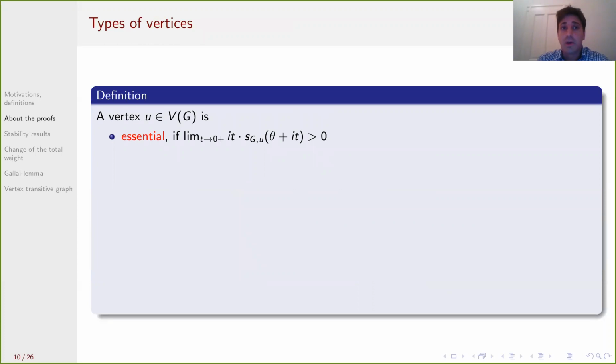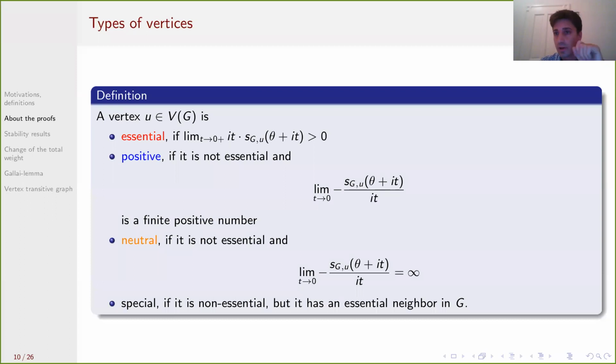And now back again. So we will distinguish essential vertices. Now I will use the Stieltjes transform notation. So we will call a vertex essential if it has a positive weight at theta. In other words, the Stieltjes transform has a pole there. And for non-essential vertices, we will introduce two more classes. One of them is called positive, the other is called neutral.